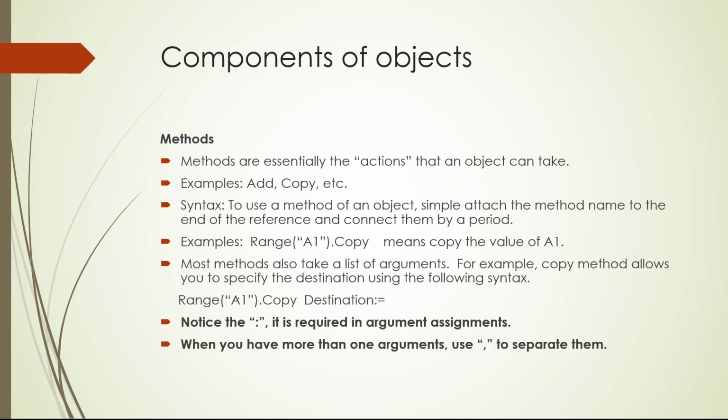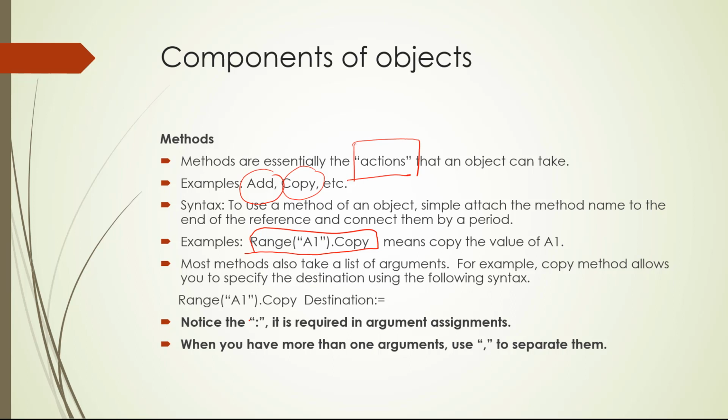So we can also follow an object with different methods. Methods are essentially actions. For example, we can add something or we can make a copy of an object. If you want to make a copy of the content in cell A1, you can simply say range A1, this is the object, dot copy. The copy here is the action, or the method. So we'll generate a copy of A1.